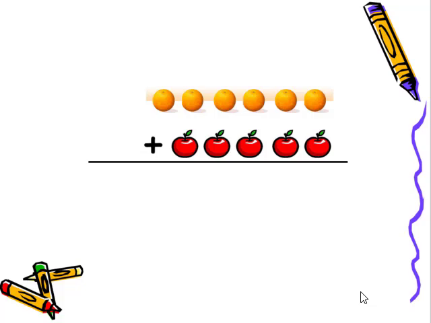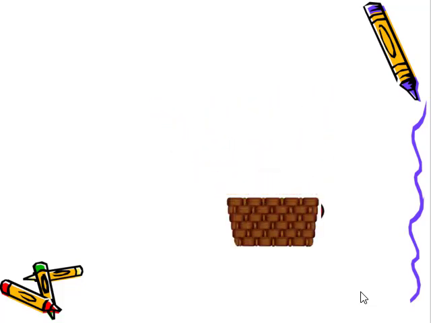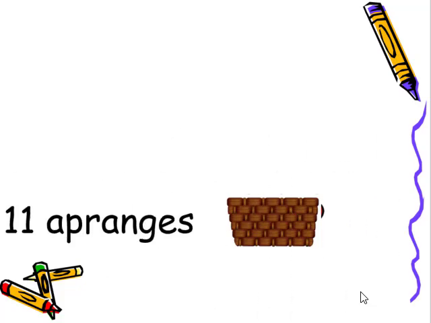Hey, let's add 6 oranges to 5 apples. What would we have in our basket? Would it be 11 oranges or 11 apples?